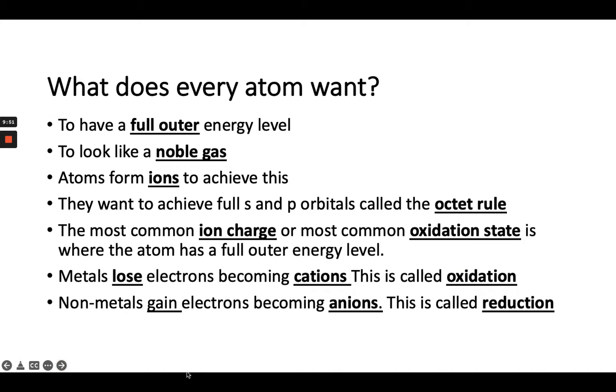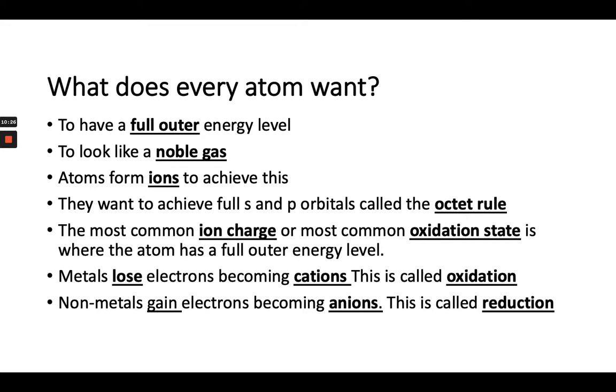So what does every atom want? So please fill this in. It wants to have a full outer energy level. It wants to look like a noble gas, have the same number of electrons as a noble gas. Atoms form ions to achieve this. This is the driving force of chemistry. They want to achieve full s and p orbitals, and this is called the octet rule. Circle, underline. Everybody wants 8 valence electrons. Remember, you have s2, p6, that's 8 electrons. Everyone is moving towards trying to get 8 electrons in their outermost energy level, just like the noble gases.